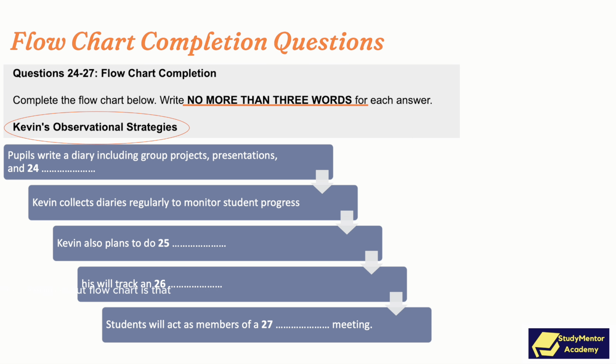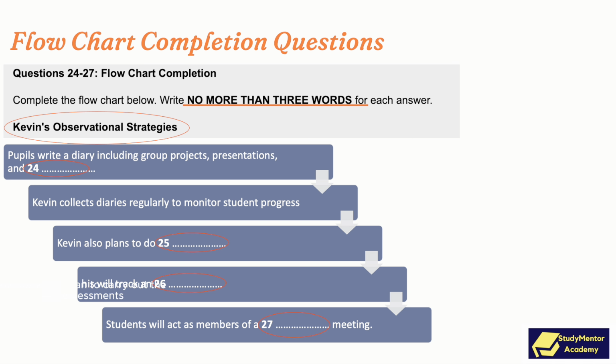But one thing about flowcharts is that it's usually all about how something is done, the process of something. So it's always a flowchart, like something in form of a flow, step by step on how something is done. So we have it as how Kelvin observational strategies unfolds. So here we have question 24, question 25, and question 26, and question 27. Now we want to listen to the audio recording and then answer these questions.